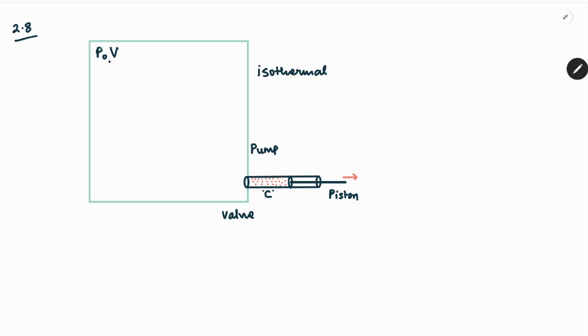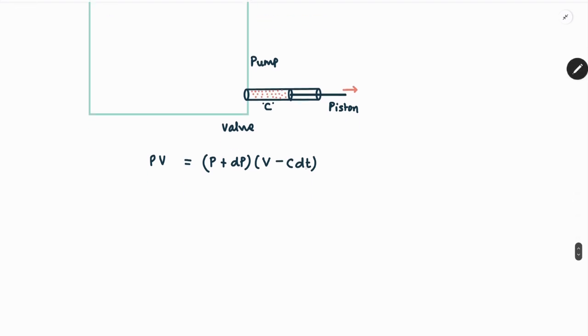So over here initially the pressure is P naught, volume is V, and the rate of evacuation is equal to C. So we can say that if at a certain instant of time the pressure is P and volume is V, and since the process is isothermal, the product PV is going to be constant. So after a time dt, if the pressure becomes P plus dP, then the volume will definitely become V minus C dt, where C is the rate of evacuation of the gas which is mentioned in the problem. So over here we need to deal with this expression to get the desired solution for the problem.